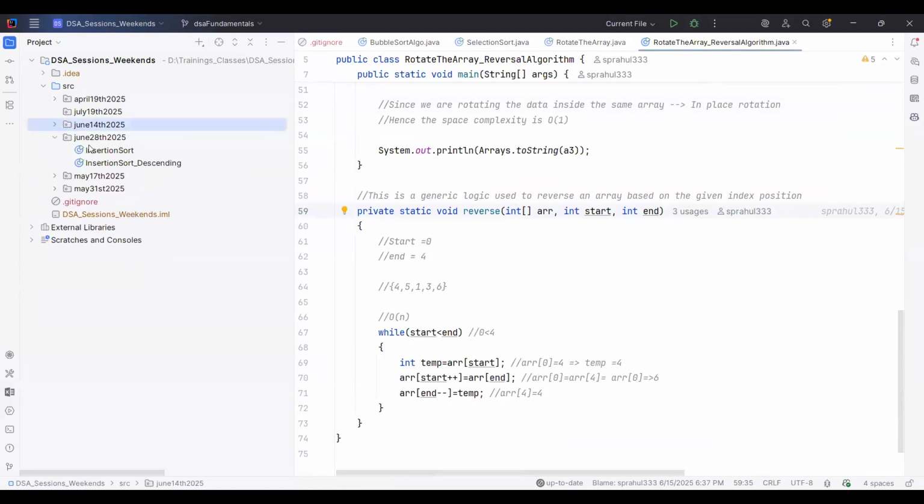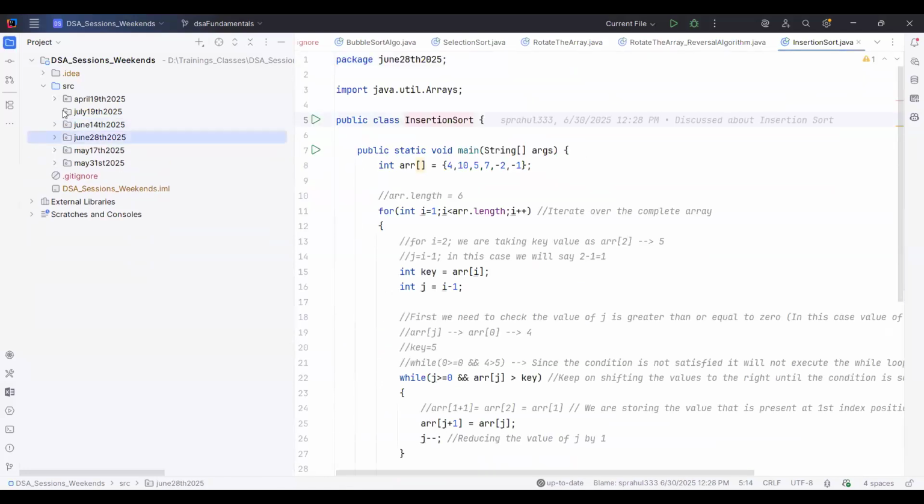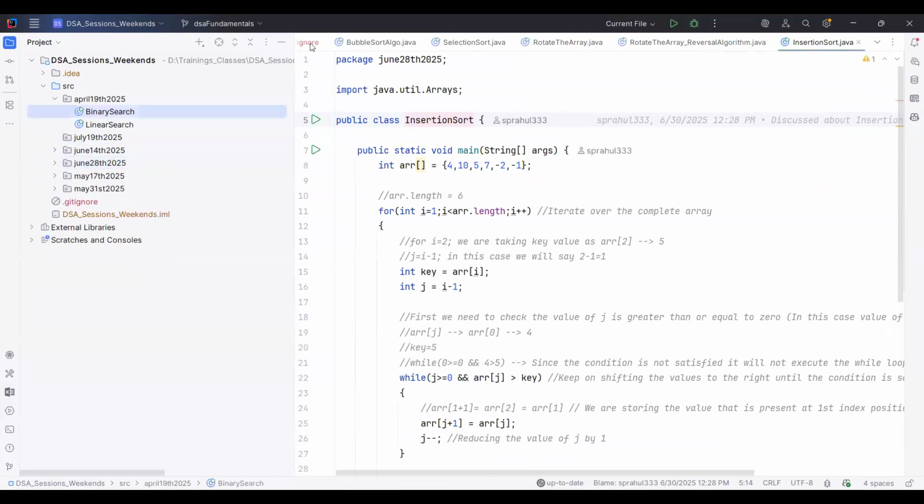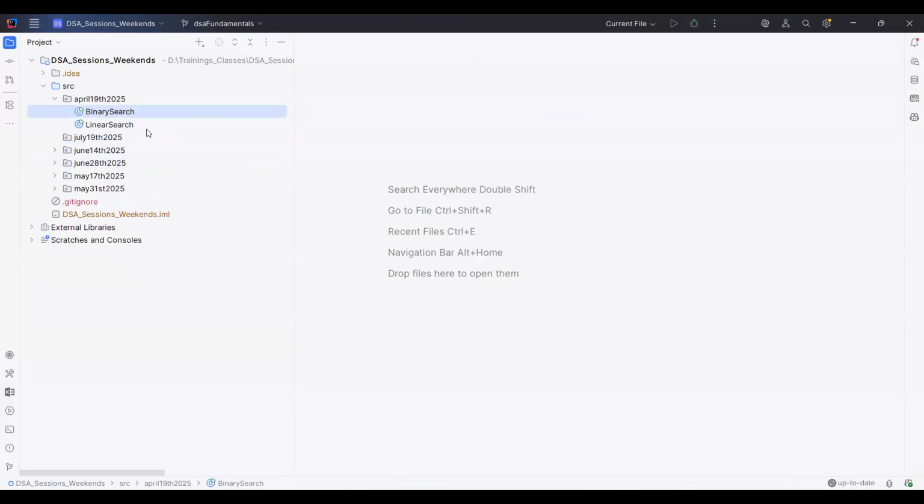Then on June 28th, we discussed insertion sort. Then we also started with linear search and binary search. So these were the topics that we have covered so far.